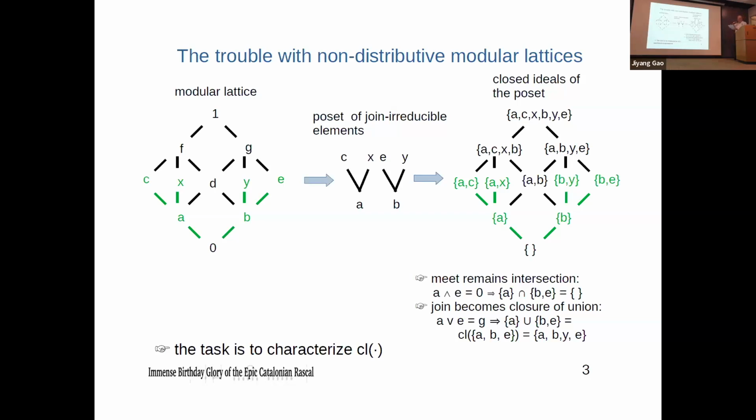The closure operator is characterized by which join irreducibles it adds to any given set of join irreducibles. This can be used to characterize the minimal sets which cause the closure to add each particular join irreducible to the set.